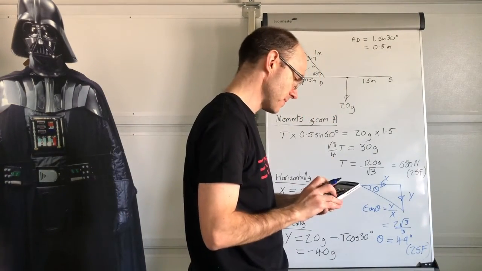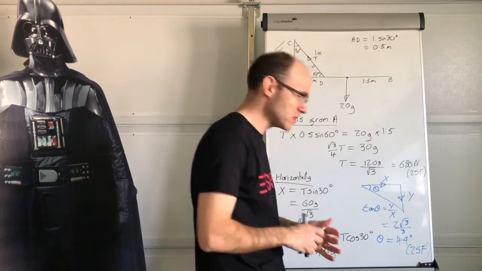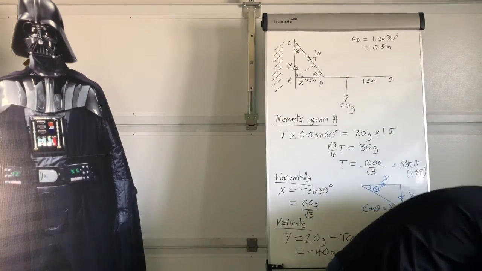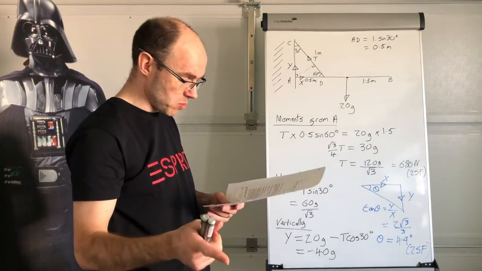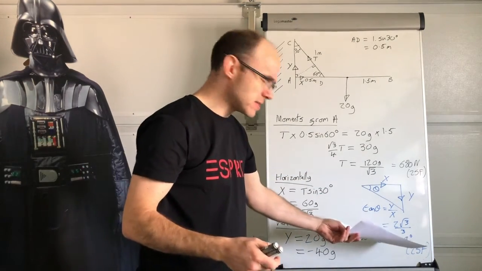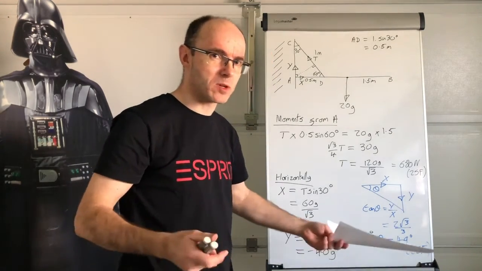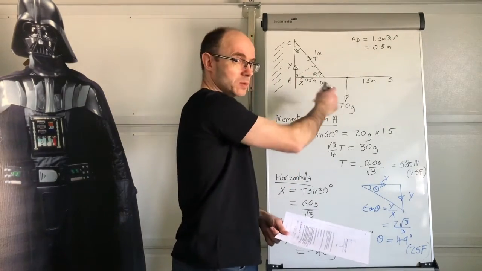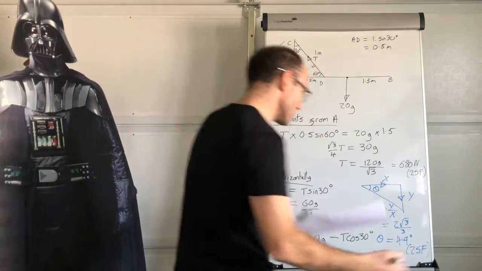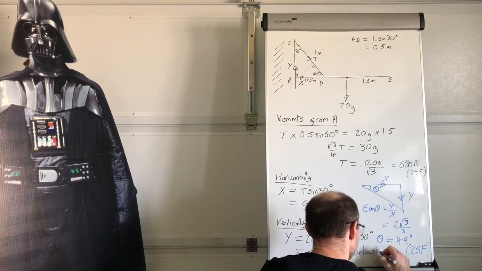Okay, that's it. Let's read the question again, because we might not be finished. Question says, the direction of the force exerted by the wall on the beam. Is 49 degrees enough? No, think about what I was saying, because if you leave it like that, it could be upwards or downwards, couldn't it? So the best thing to do is write 49 degrees below horizontal.